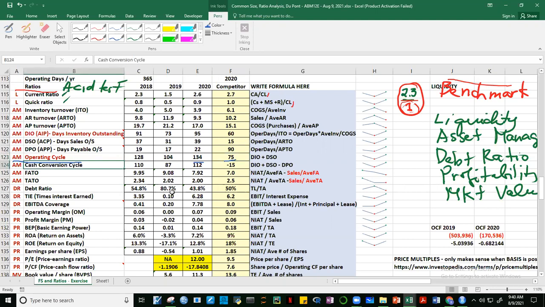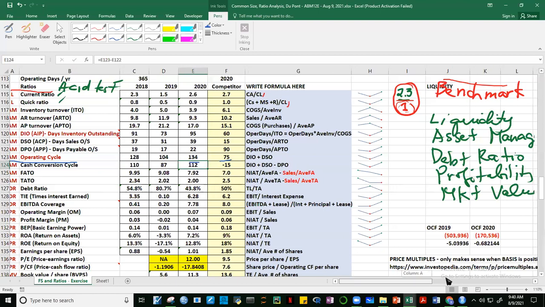Let's go now to the cash conversion cycle. This is important too, guys. Take a look at the formula: DIO plus DSO minus DPO. That's the operating cycle minus the days payable outstanding. Let me explain what this means. It's curious that our competitor has negative 15. Is this good or bad? And ours is 112.